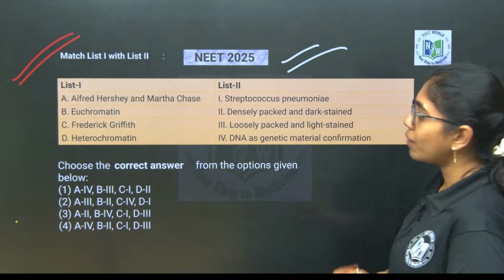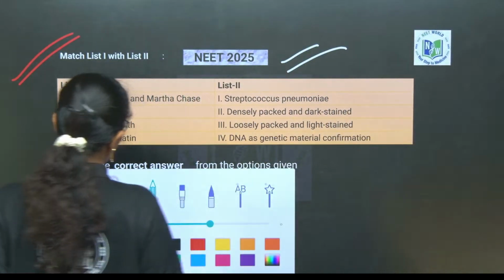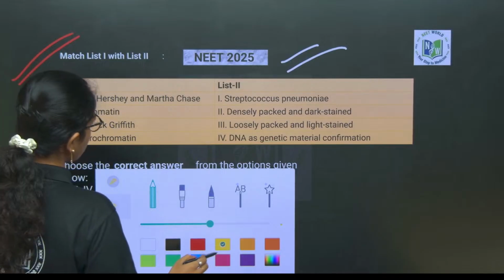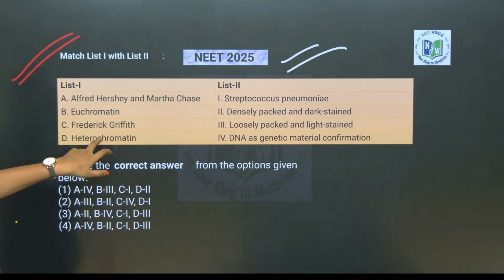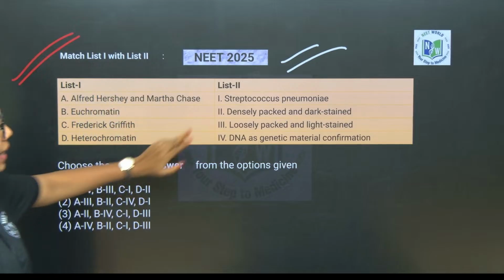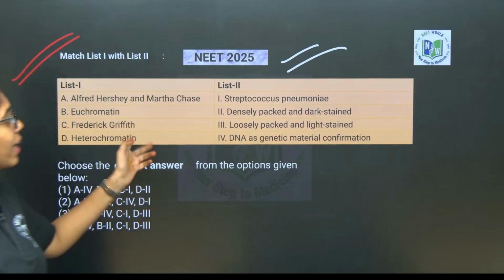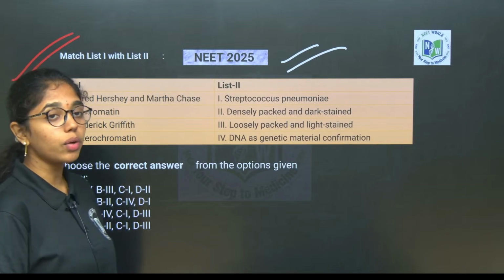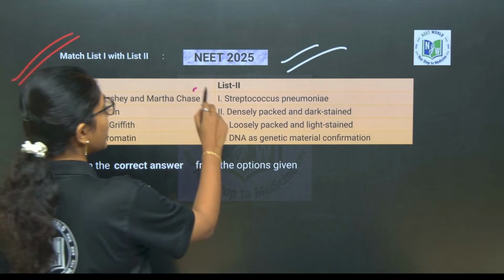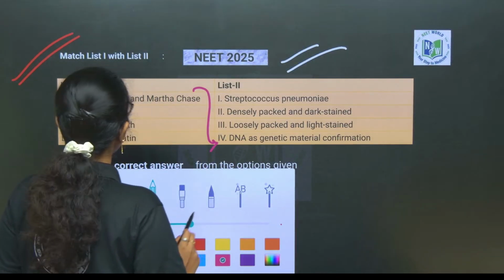The first question is a match the following type of question, wherein on the left hand side we have the scientists and the chromatins, and on the right hand side what type of chromatins and what experiment they have done is given. We have to match it. First is Alfred Hershey and Martha Chase. They have given an unequivocal proof that DNA is the genetic material. So A is option 4.